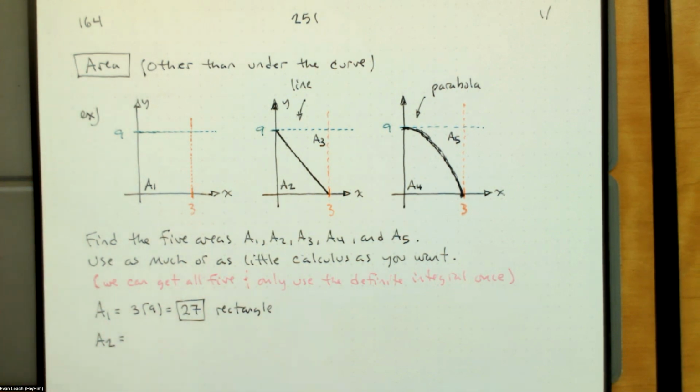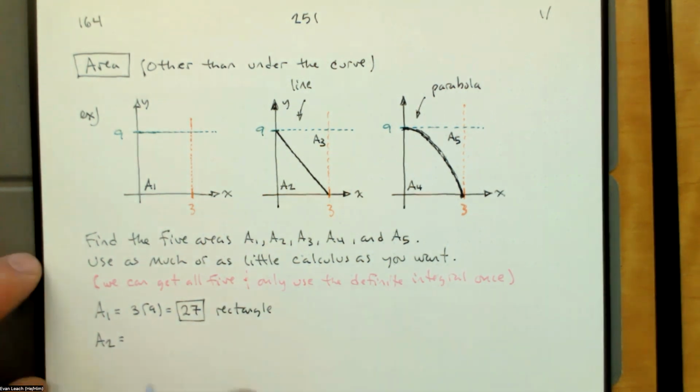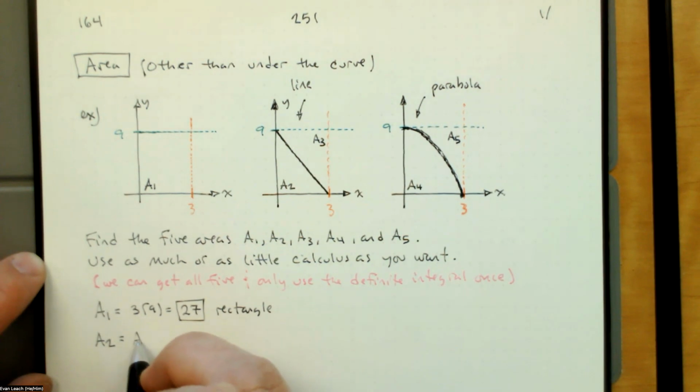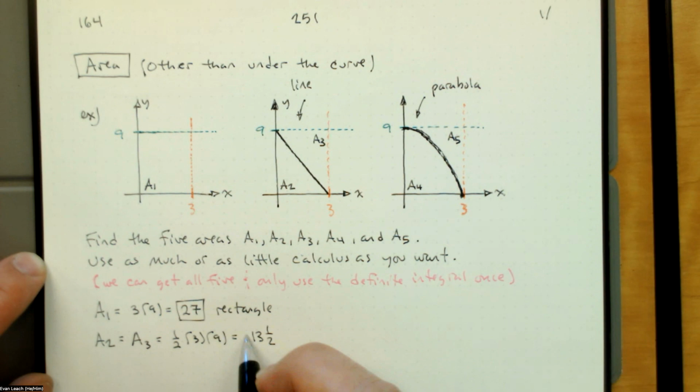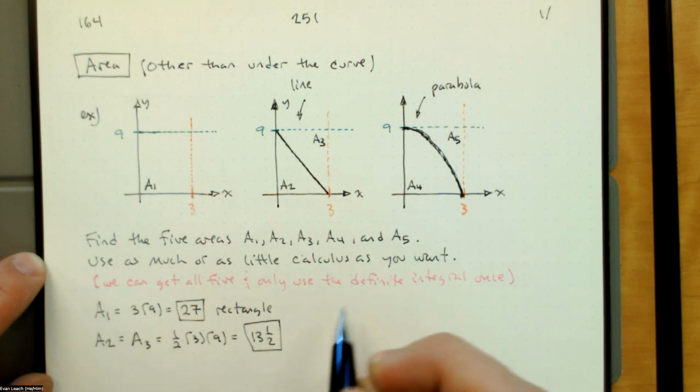For A2, the most likely thing we did was notice that we have a triangle. A3 is going to be the same triangle. So A2 and A3 are both going to be the same triangle, different triangles, the same dimensions. So we'll just take 1/2 the base times the height, or 13.5. We're just doing a triangle.